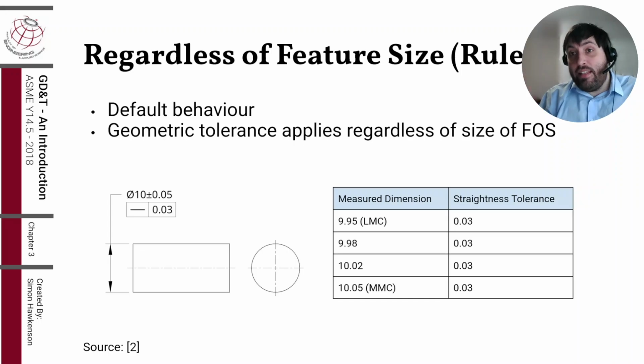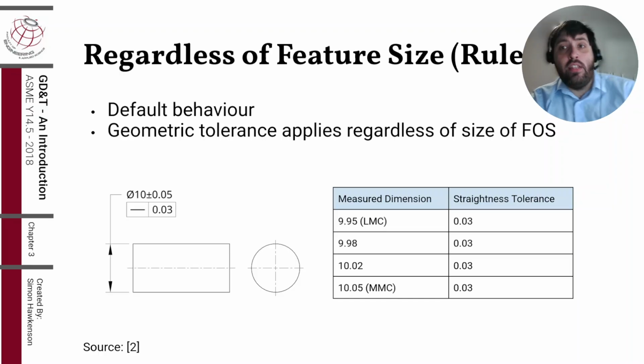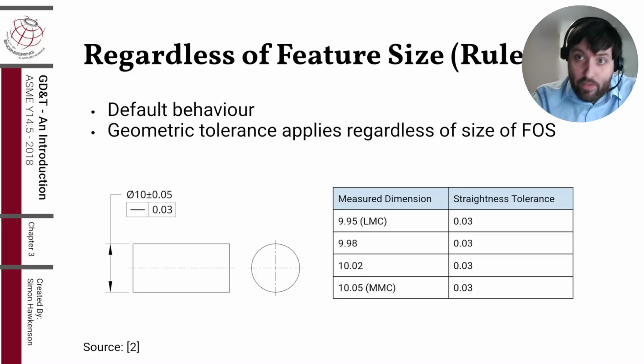Okay, and then now the last thing, and you don't see this here, but this says Rule 2. The last thing we'll discuss today is Rule 2, otherwise known as regardless of feature size, or RFS. RFS is really easy to understand. It's so easy, in fact, you might have already assumed it to be the case. It states that the geometric tolerance applies regardless of the size of the feature of size. So no matter if you set the part at LMC or MMC or anywhere in between, you will always have a straightness tolerance of 0.03 millimeters.